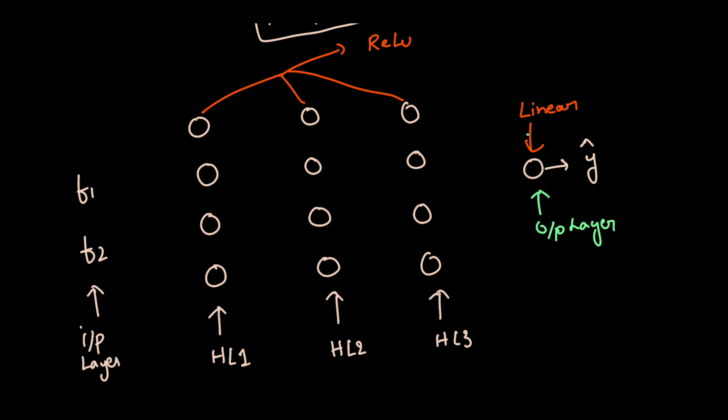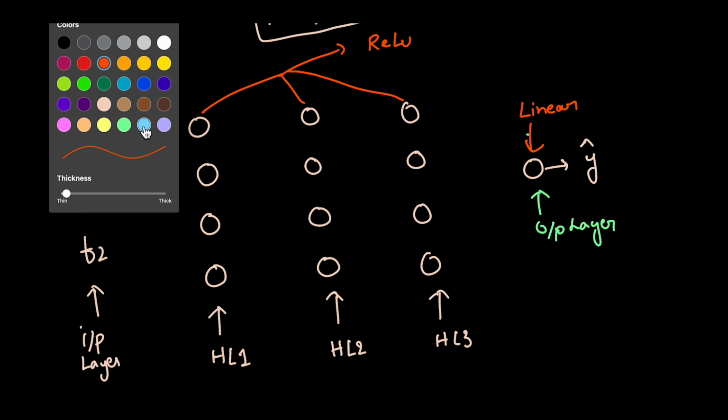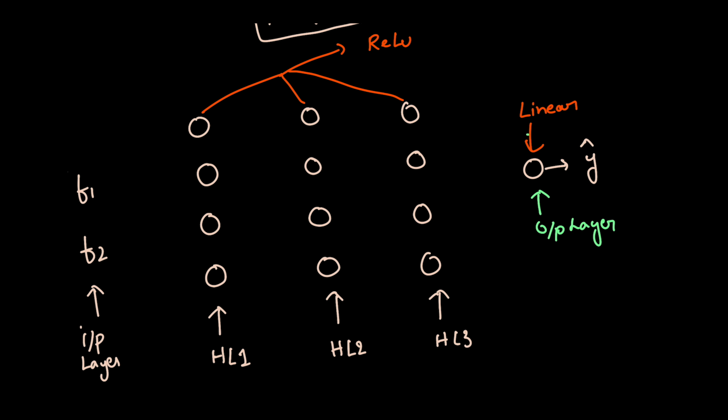And now can you guys calculate what will be the total number of parameters in this particular ANN? And what are the parameters? Basically our parameters are the weights in this particular neural network. Where will we have the weights? We'll have the weights on the connections.